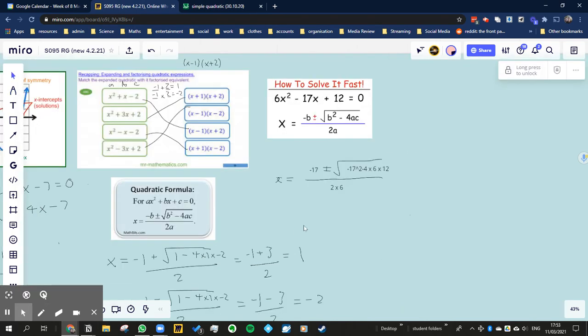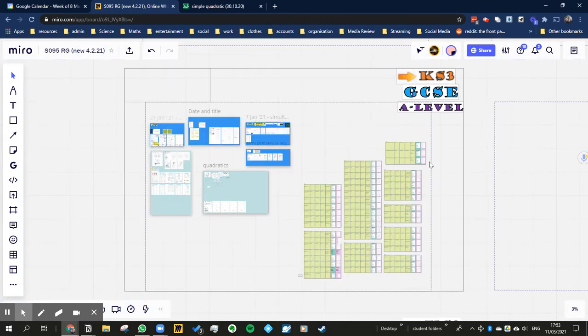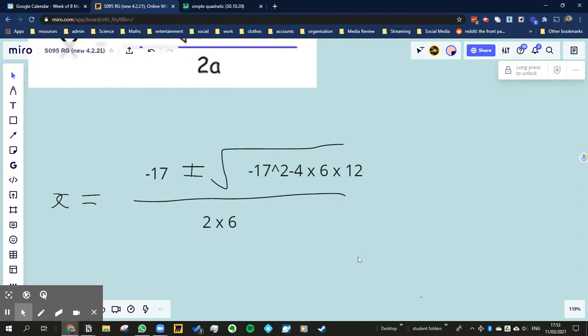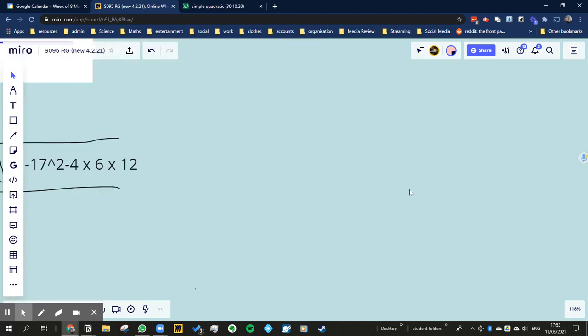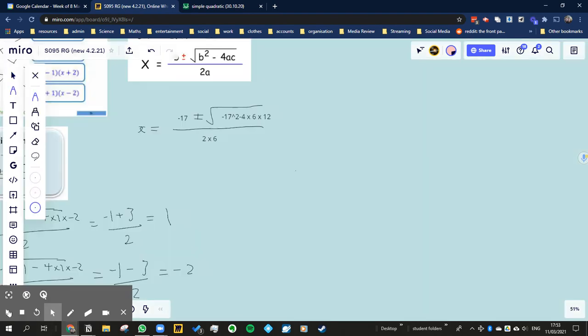So we've got the values in there. I think the quickest way to do this is... oh wait, what happened there? Let's try this again. Okay, so that's going to be equal to -17 plus or minus, and then let's solve this thing inside the square root. -17 all squared will just be the same as 17 squared. Yes, that's right.